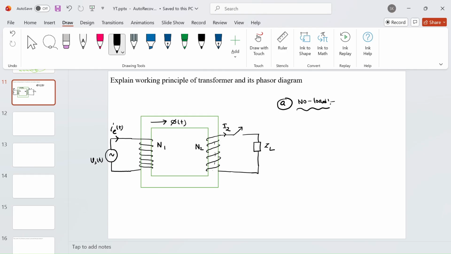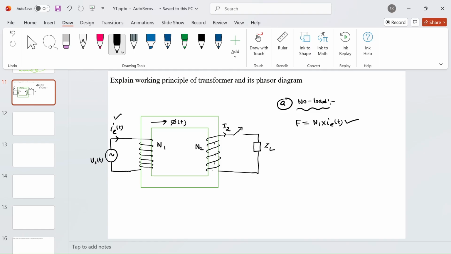In the primary side, you have Vs of t, which is a sinusoidal signal, and we have N1 number of turns in the primary circuit. Your primary is a kind of closed circuit, so this closed circuit will demand a current, which I am denoting as IE of t. It is the exciting current, and it flows through the N1 turns. So that will produce an MMF, which I am calling F, that is N1 into IE of t. Okay, this is the MMF that the primary winding will produce.